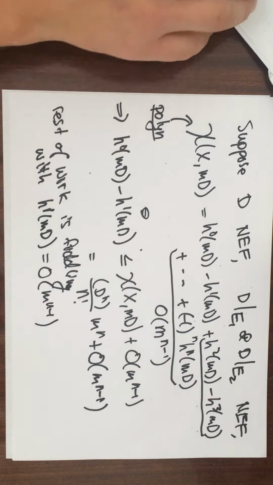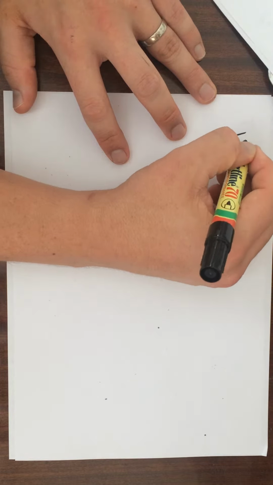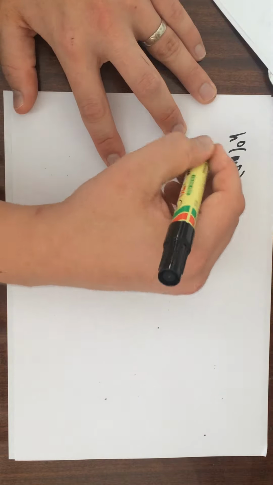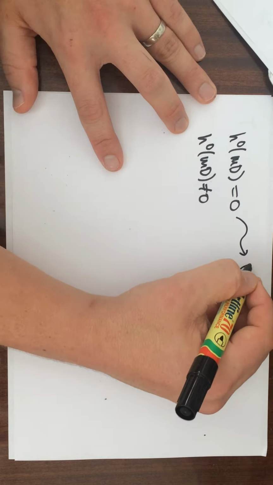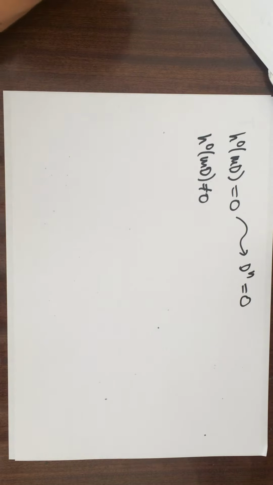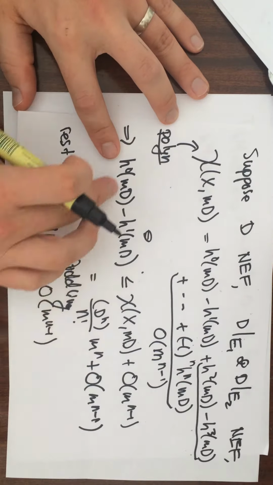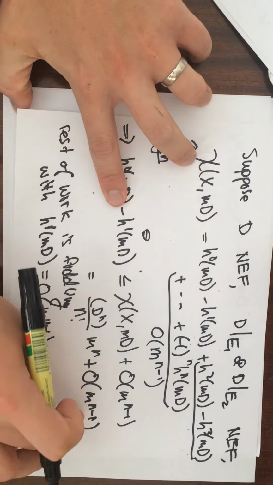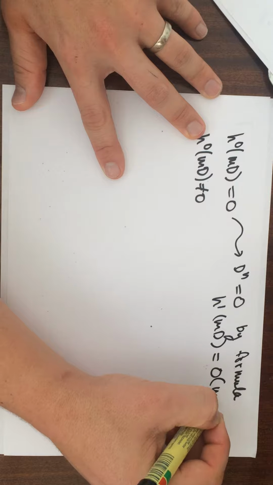So the basic idea, let me just say this. The first part is, if h0 of mD is equal to 0, and then you have this other case, h0 of mD is not equal to 0. Then this thing will show you directly that D to the n must be 0. And then by the formula that we have here already, this is 0, and this tells us that h1 of mD is order of m^(n−1).